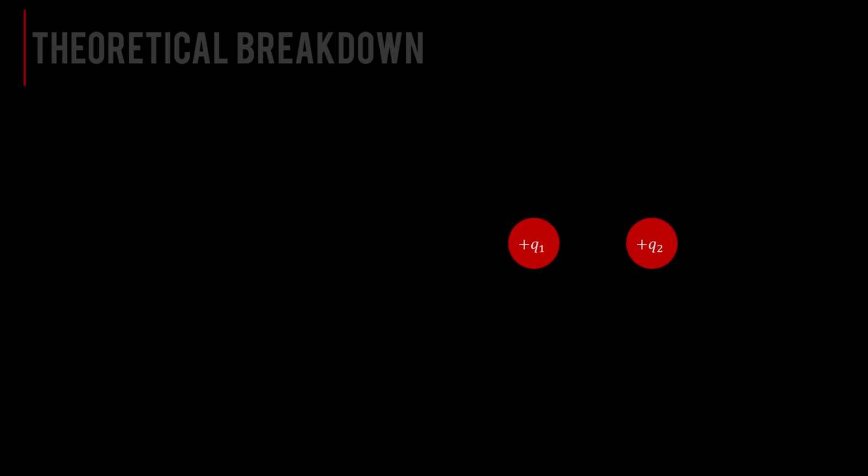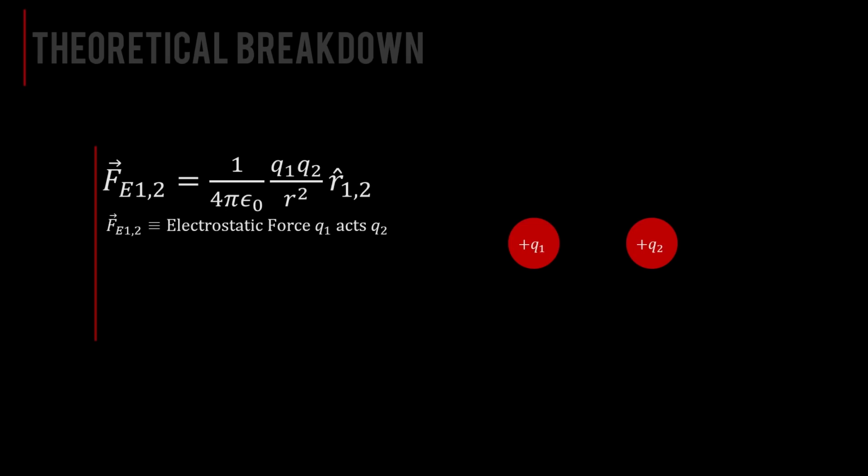Now, we want to extend this idea to a more theoretical basis. And so we're going to introduce vector notation. Here, for the sake of establishing this, let's consider some positive charge Q1 and some positive charge Q2. The full theoretical equation in vector notation says F vector sub E 1,2, the electrostatic force that Q1 exerts on Q2, is equal to 1 over 4 pi epsilon naught times Q1 times Q2 divided by R squared times R hat 1,2. Now we're going to go through and break down the rest of the equation on the right side.